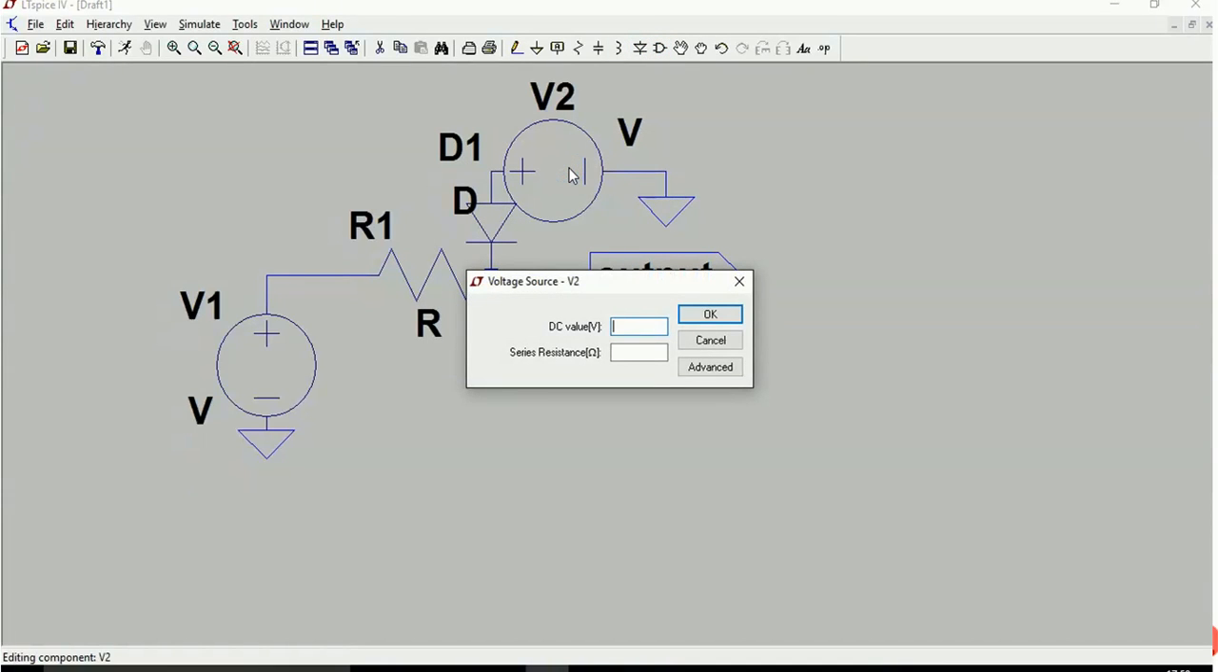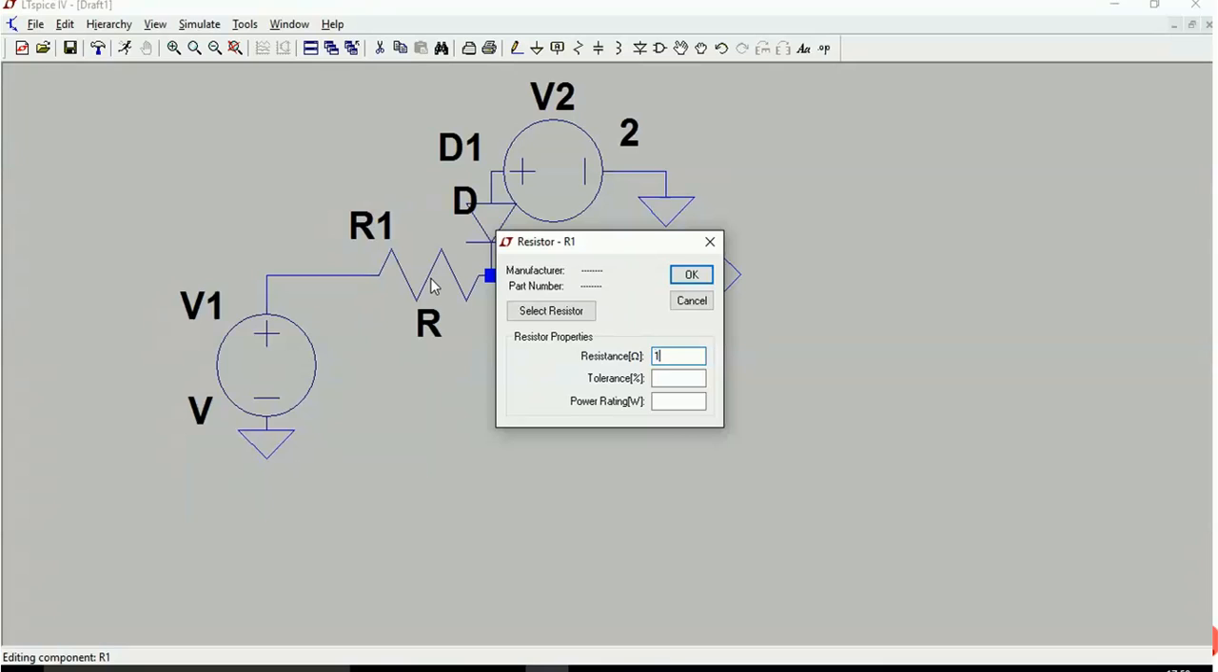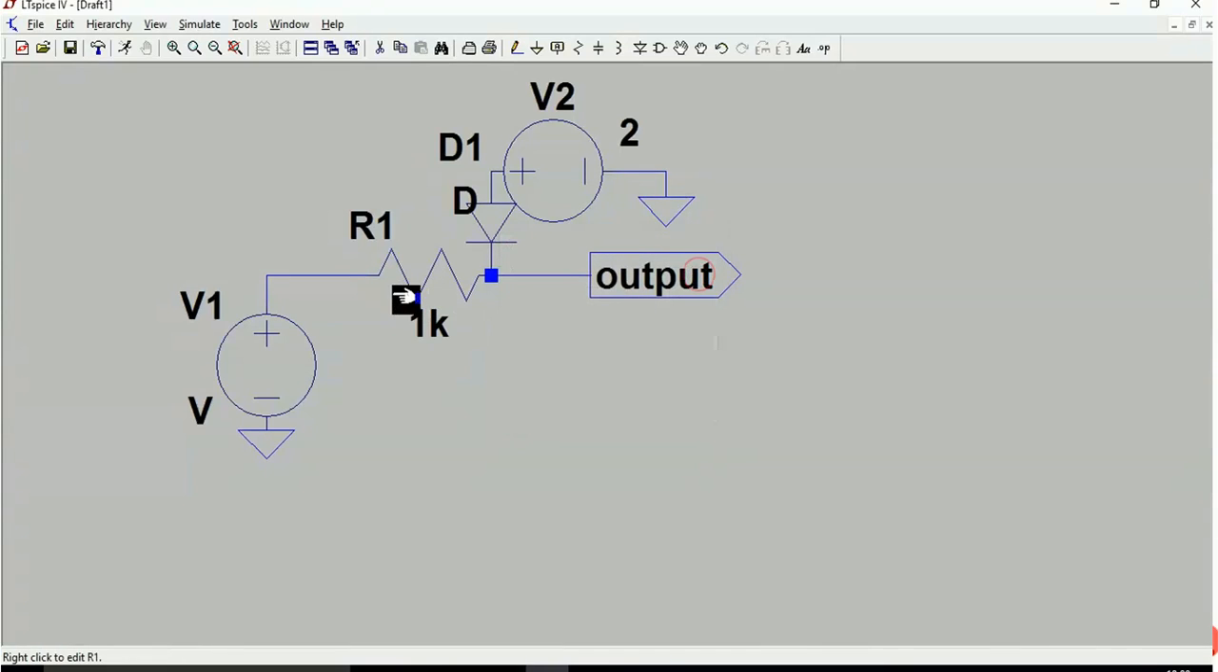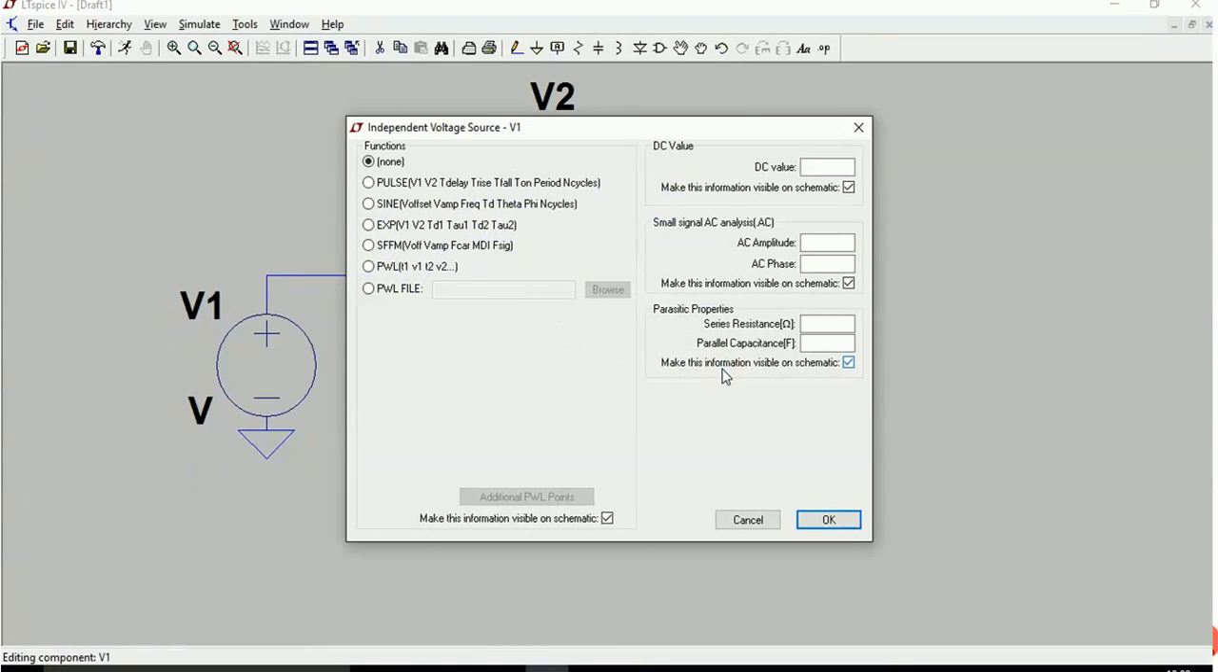For the value, this is a 2 volt DC source, or 2 volt. This resistance is 1 kilo ohm. Now, this voltage is the input voltage and you want to vary it from minus 4 volt to 4 volt, so here we want to take some linear voltage. But there is pulse voltage, sine voltage, but nowhere such a directly linear voltage. So you have to take the piecewise linear voltage here, click here.